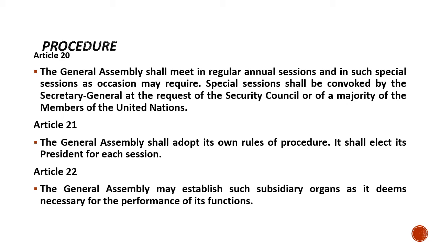Article 22. The General Assembly may establish such subsidiary organs as it deems necessary for the performance of its functions. Like for some special cases, the General Assembly may require to arrange some special organs, or we can say some special subparts of an organization. Those subparts are very important to perform its functions. The General Assembly, or we can say the United Nations, can further create more organs so they can perform their task well.